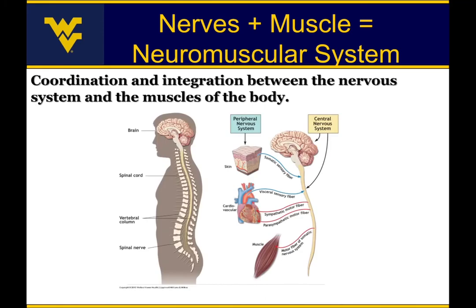In this image, the nervous system is broken down into two parts. First, we have the central nervous system. The central nervous system is composed of the brain and the spinal cord. The peripheral nervous system is composed of the nerves that extend from the spinal cord and make connections to the organs within the body. For our discussion today, we're going to consider the nerves that extend from the spinal cord and make connections to skeletal muscle to induce muscle contractions.